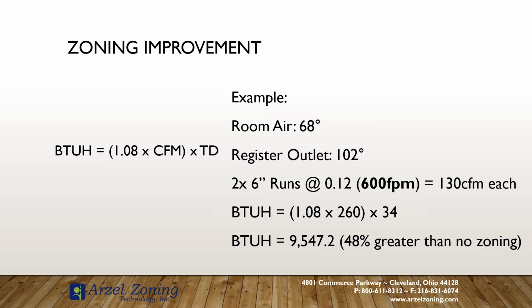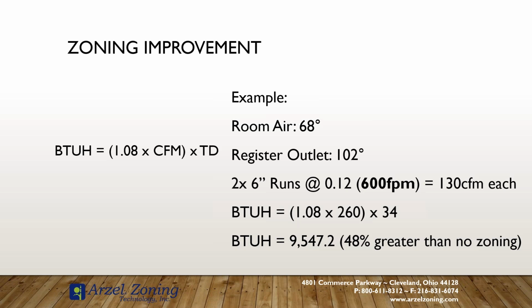Now, if my temperature stays the same, then that shows me 9,547 BTUs. So I have a 48% increase in my BTU delivery to that room itself. And that's a significant improvement. I went from about 6,500 BTUs being delivered without zoning. Now I'm delivering about 9,550 BTUs. So it's a 48% increase in BTU delivery into that zone. So that's going to be hotter air. That's going to be more comfortable.